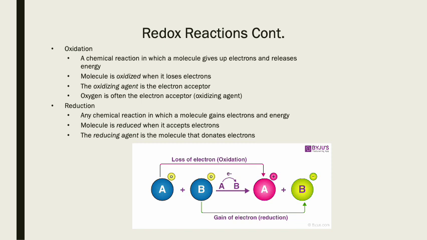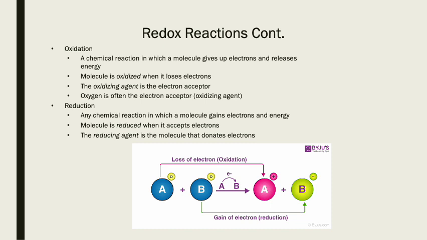Reduction. Reduction is any chemical reaction in which a molecule gains electrons. So a molecule is reduced when it accepts electrons. And it's called reduced because remember, electrons are negative. So if something has a 0 charge and it takes 1 negative electron, now it has been reduced down to a -1 charge. So it's called reduced because it's gaining a negatively charged electron.